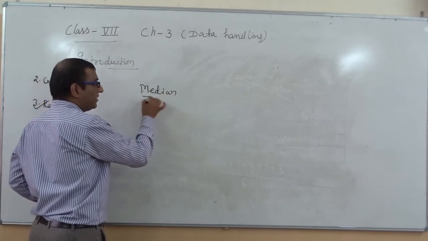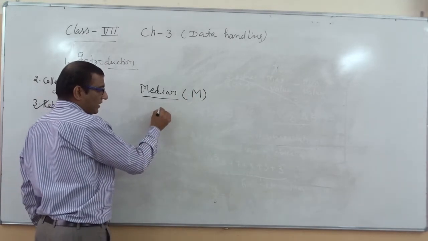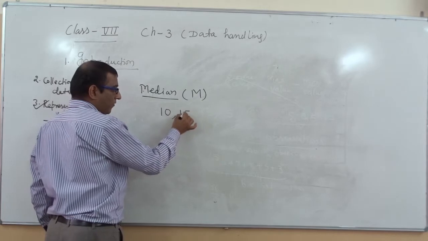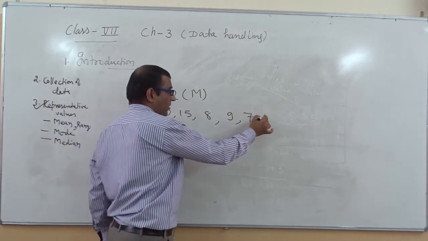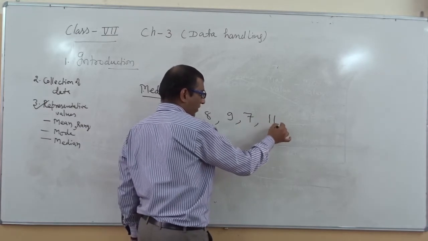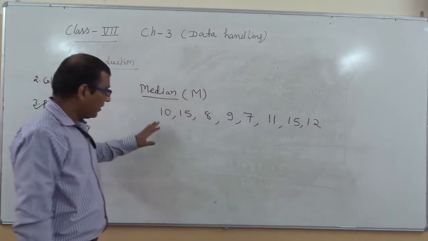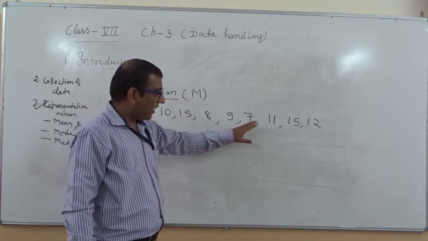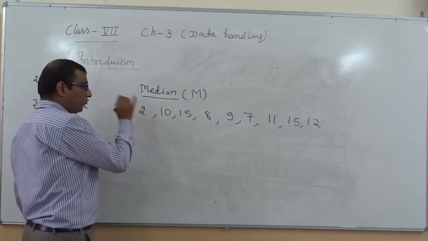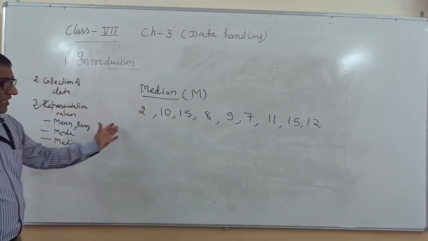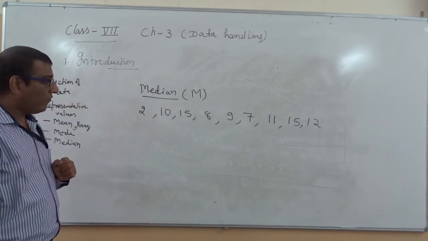Median, and it is represented by capital M. So for example, if I am taking the data 10, 15, 8, 9, 7, 11, 15 and 12. So if you see here 1, 2, 3, 4, 5, 6, 7, 8, you will take one more data, that is 2. So these are the observations given to us. Then how can we calculate the value of median?